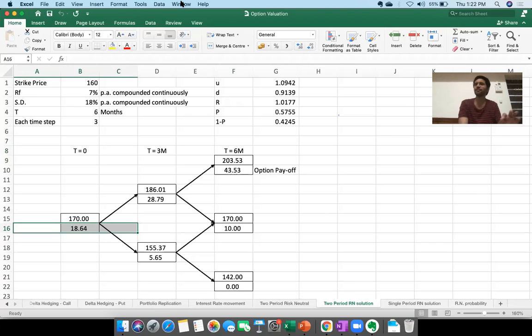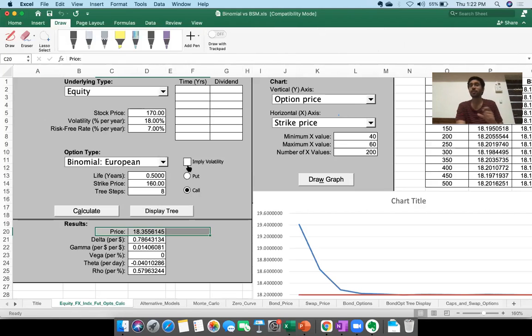I've not changed any facts. The only thing that I did is I increased the number of time steps. 18.64, when I made the number of time steps 8, has now become 18.36. So as the number of time steps increases, the value of the call option is actually decreasing. But as the number of time steps increases, the value of the call option will decrease, this only holds good when you're operating at 1 to 10.